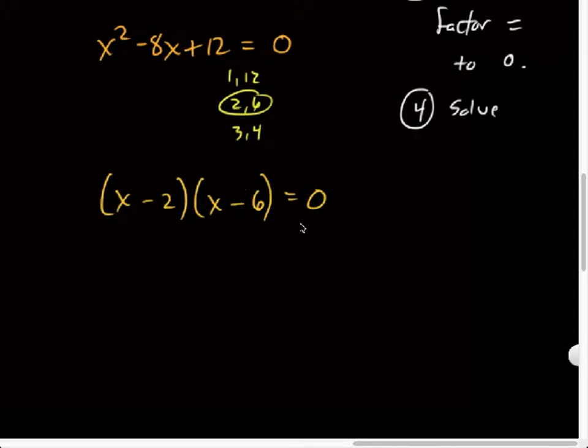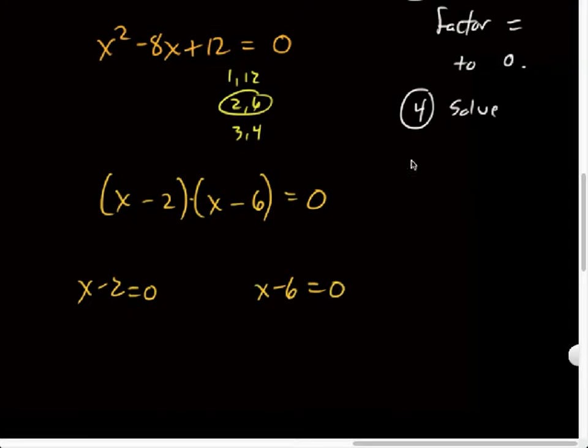Because if I said x times y equals 0, one of those had to be 0 in order for that to happen. There's no other way for that to occur. Like 2 times 3 is never going to equal 0. One of those numbers has to be 0. So I've got two things that multiply to be 0. Therefore, either x minus 2 equals 0 or x minus 6 equals 0.